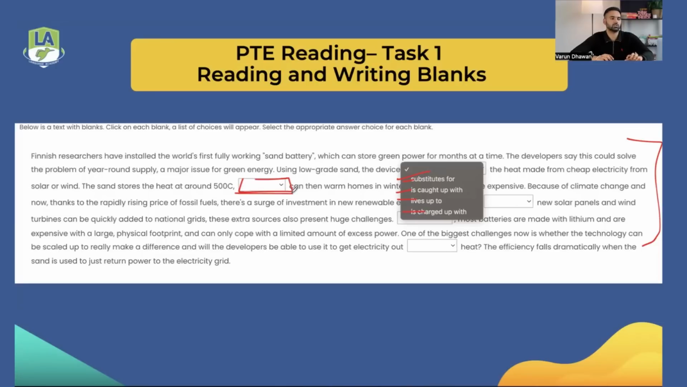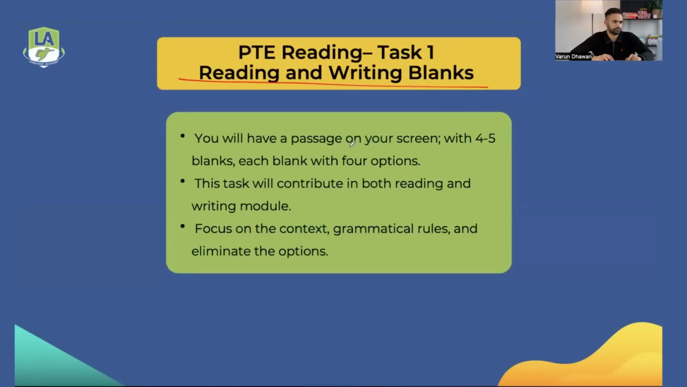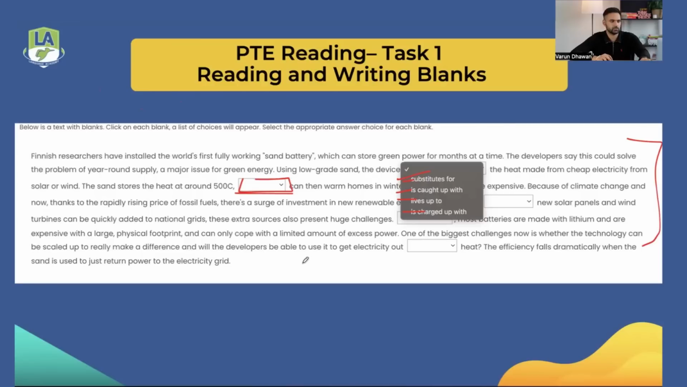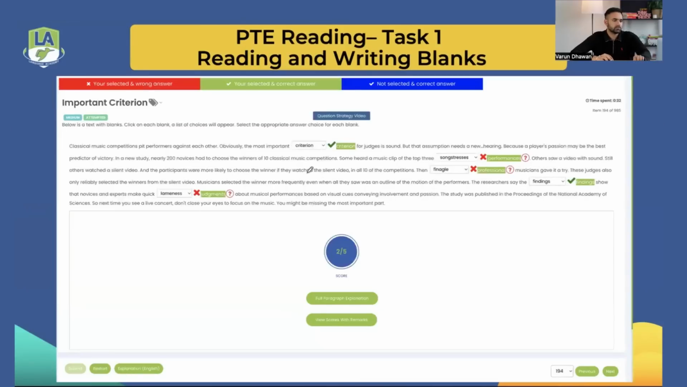So you have to make sure the answer fits in there grammatically, as per the context, and as per the meaning and message of the passage. You'll have a passage on your screen with 4 to 5 blanks, with each blank having 4 options. This task is super important and needs a lot of practice as this contributes in reading and writing both. You have to focus on context, means meaning of the passage, you have to focus on grammar rules and then eliminate the options. This is how your screen is going to look like.